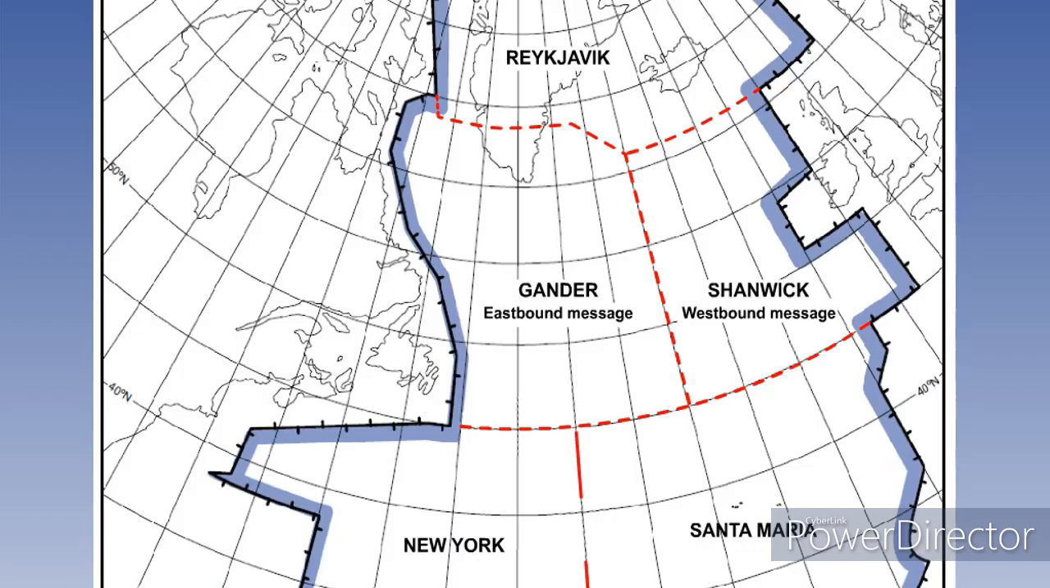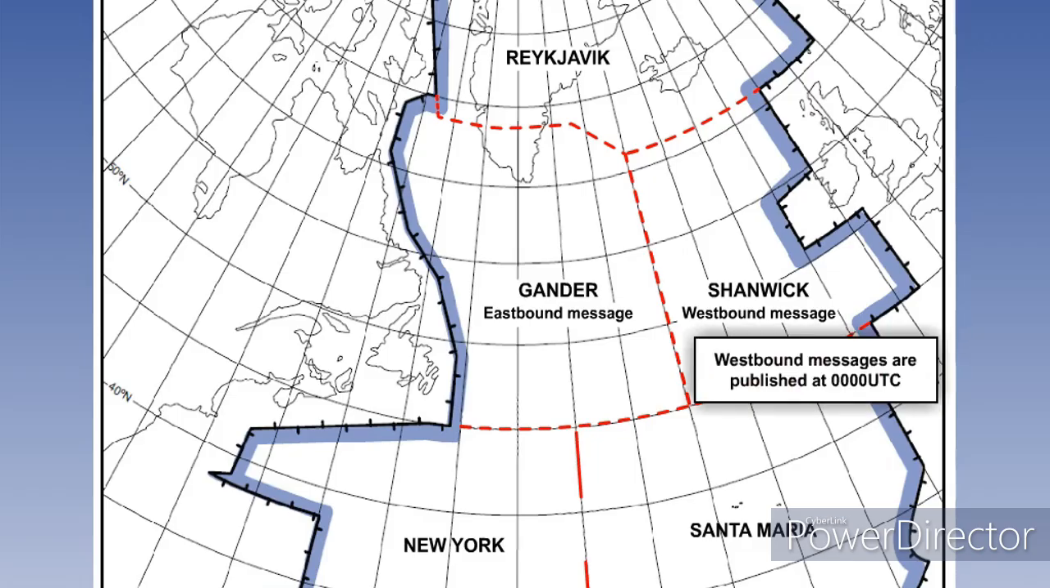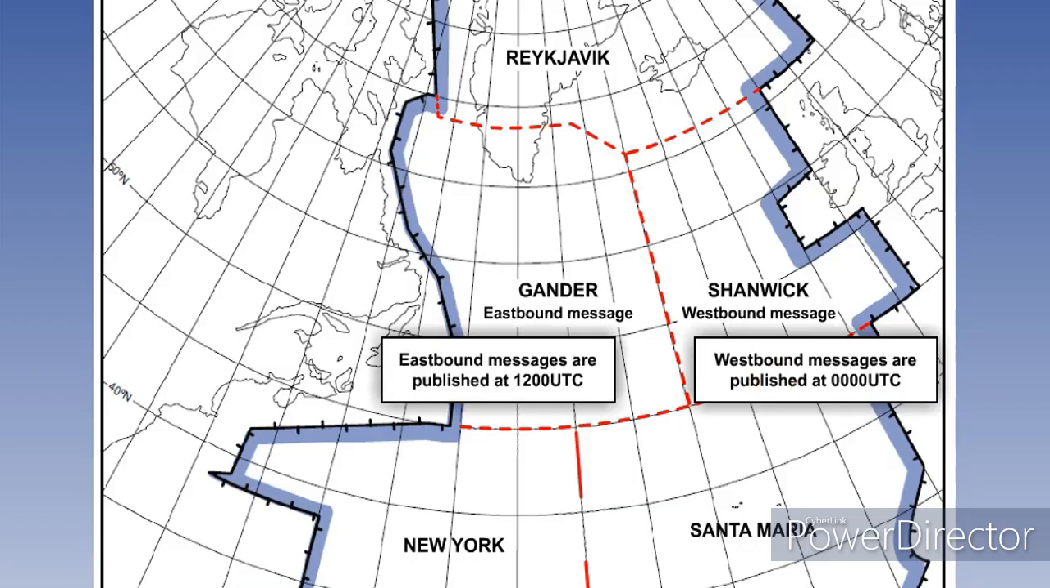At set times each day, the airspace managers of the 5 OCAs in the MNPSA, with Met advisors, hold a conference to decide the following day's OTS structure. The Shanwick manager is then responsible for publishing the next daytime OTS, and the Gander manager publishes the next nighttime OTS. The westbound daytime message is issued at midnight UTC, and the eastbound nighttime message at 1200 UTC.